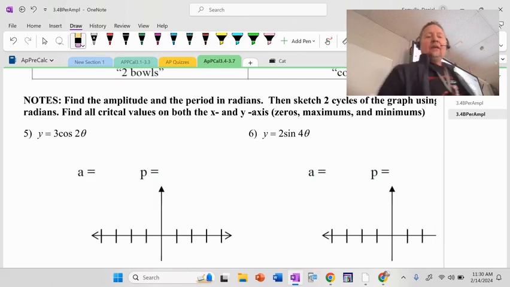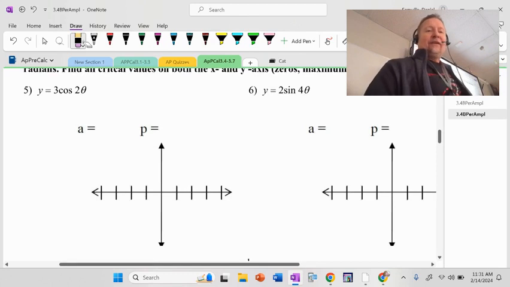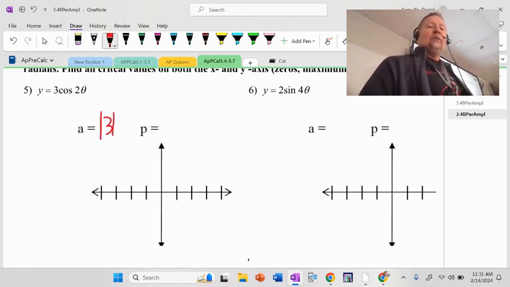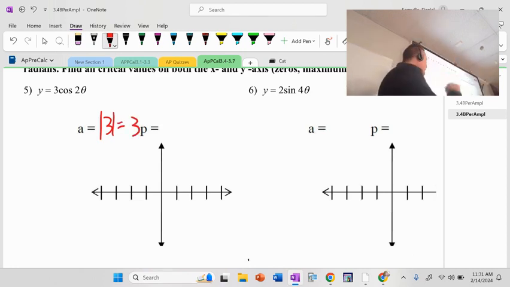Anyway. Okay, so what's the amplitude? What's the stretch vertically? 3. But you know what it means? So the amplitude is 3. And I should have put absolute value of 3 is 3. You'll see in example 4, or it's numbered 8, something different there.